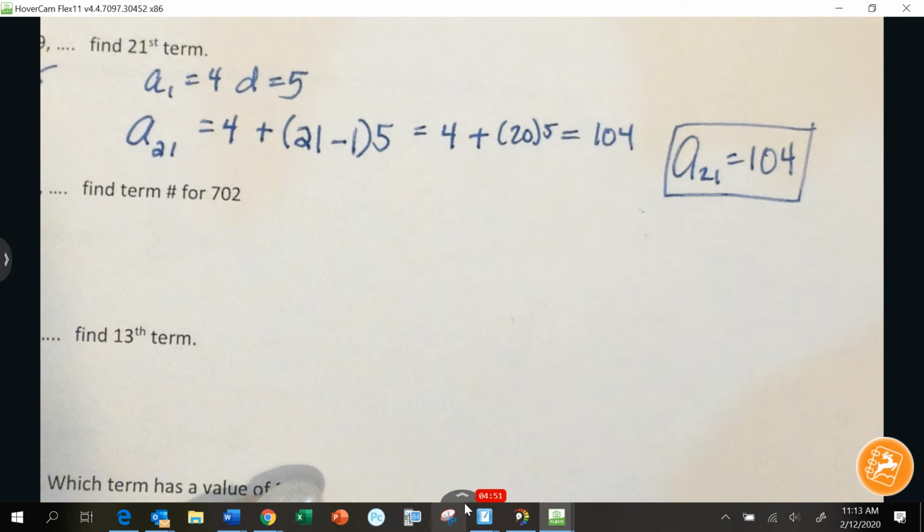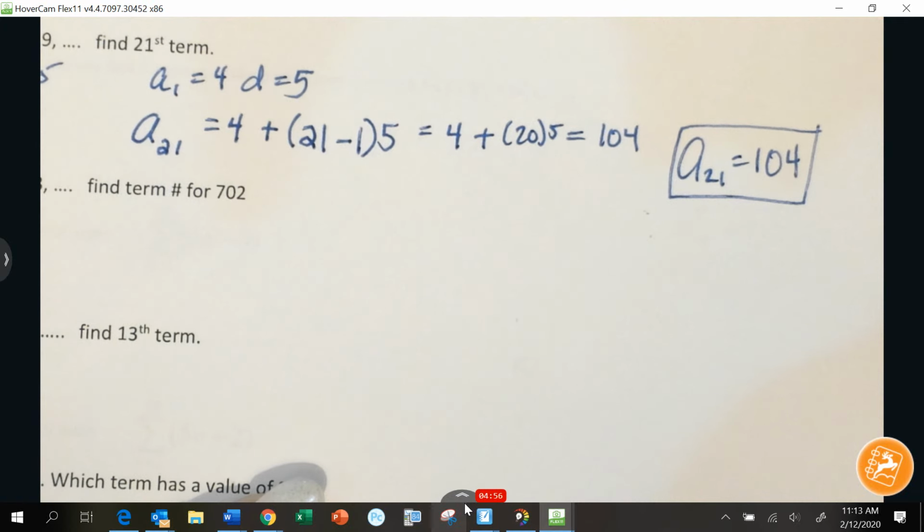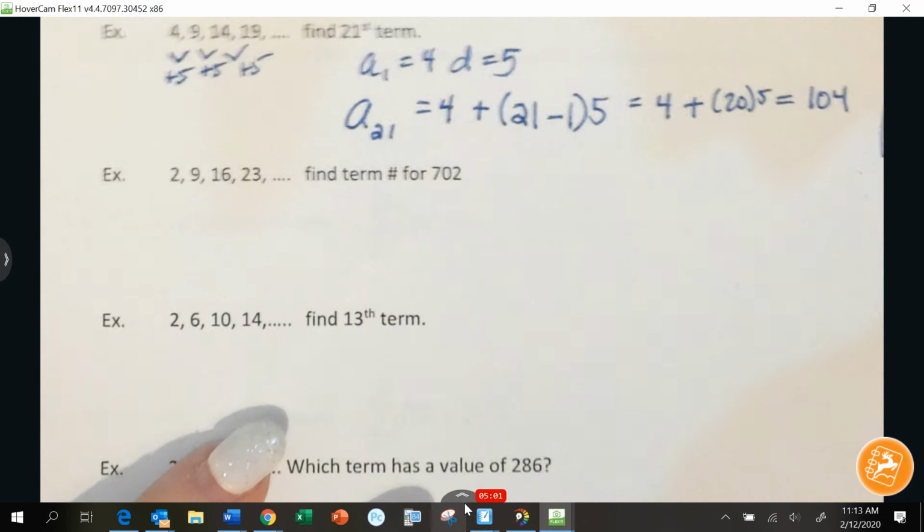This only works for arithmetic. It does not work for any other sequence. Only works for arithmetic.